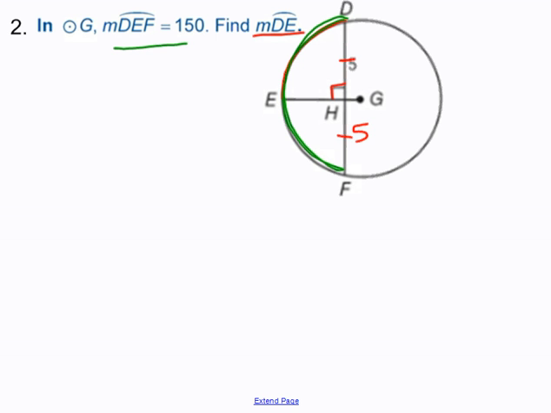So now I'm looking for that red arc. Well, I know that if this is a perpendicular bisector, that means that this measurement is the same as this. So the whole thing is 150. If I divide it by 2, I'm going to find the measurement of arc DE. So 150 divided by 2 equals 75. So the measurement of that is 75 degrees.